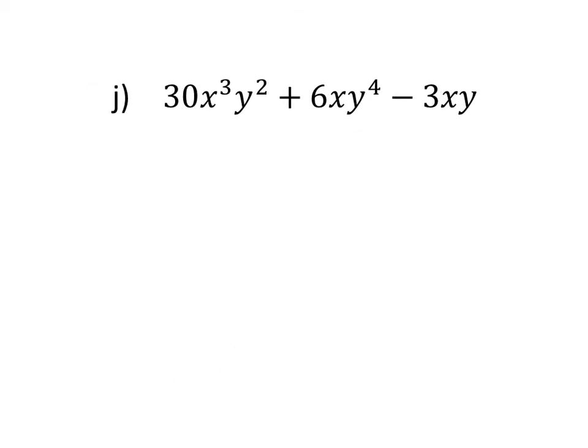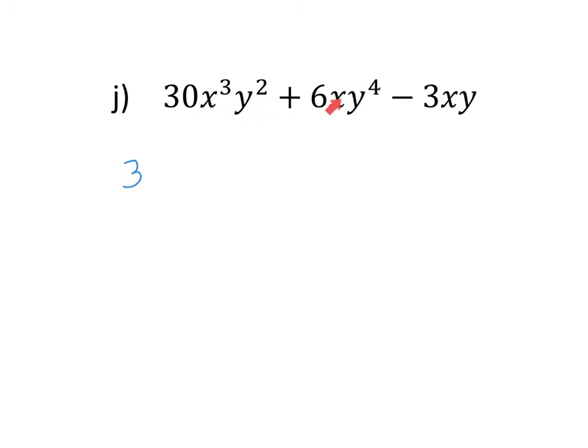Okay. We have 30, 6, and 3. I can definitely pull out a 3, so automatically I know I'm going to be using GCF. We definitely will be able to pull out more than a 3, but let's just take it one piece at a time. I can pull out a 3, and then look at your variables.